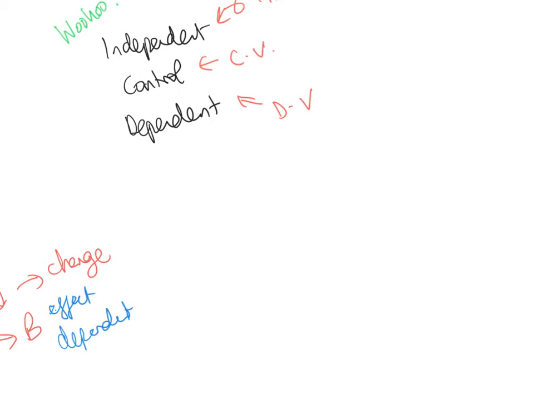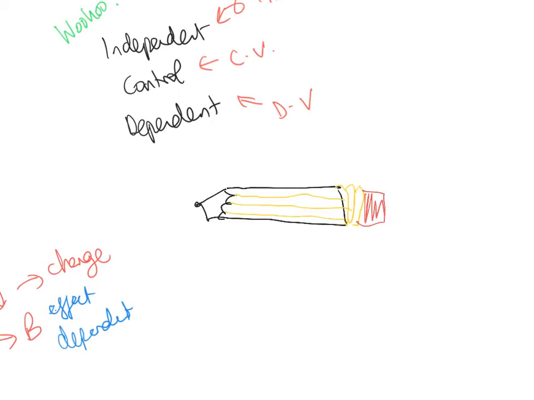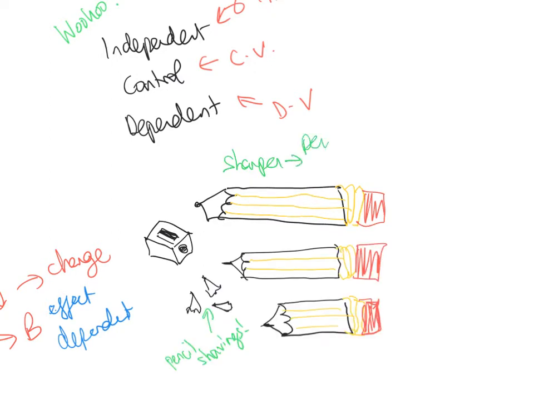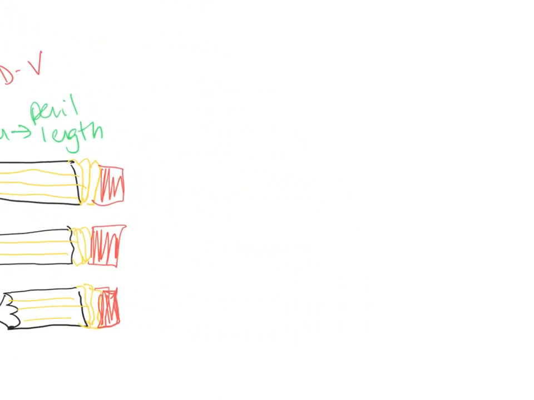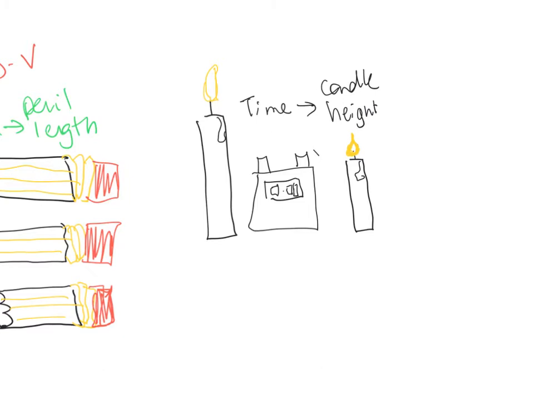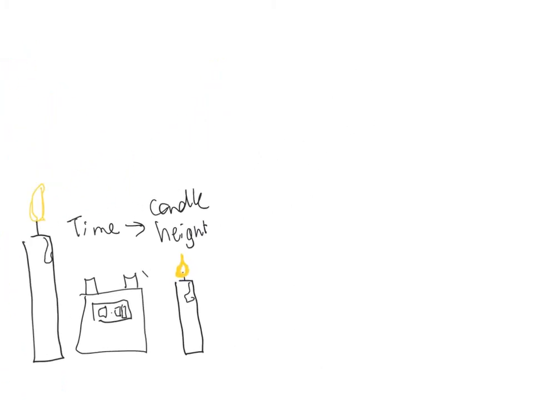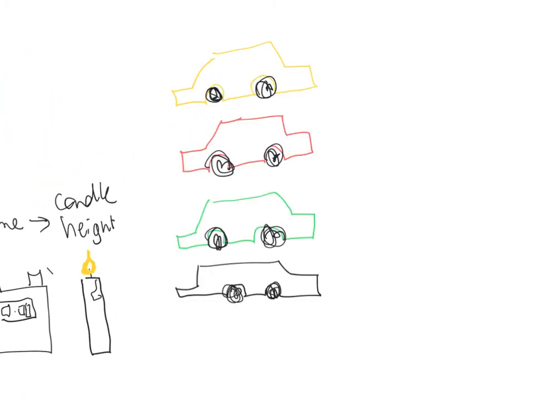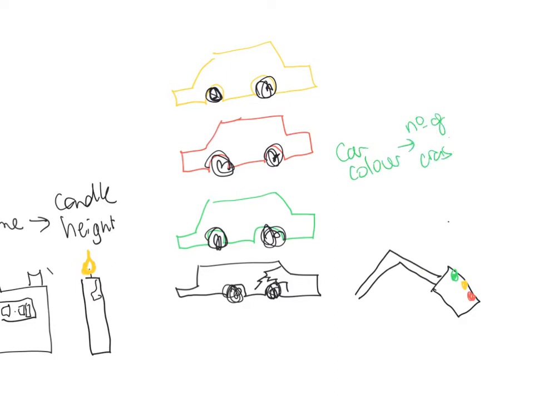Let's suppose I've got a pencil. If I sharpen the pencil it will become shorter. The cause was sharpening, the effect was the pencil getting shorter. Another example would be that if you burn a candle, the longer you leave the candle to burn, the shorter it will become. You could also think about the number of car crashes that happen and look at how that relates to the colour of the car. The colour of a car, if it's very dark, might affect how many car crashes it would have because they might be more difficult to see.